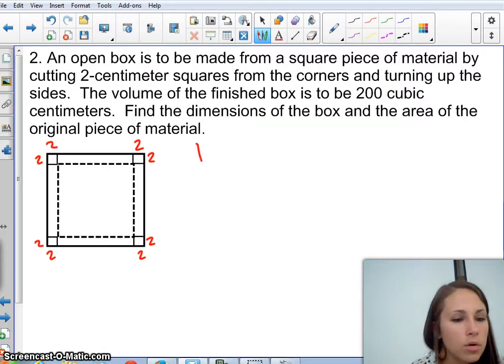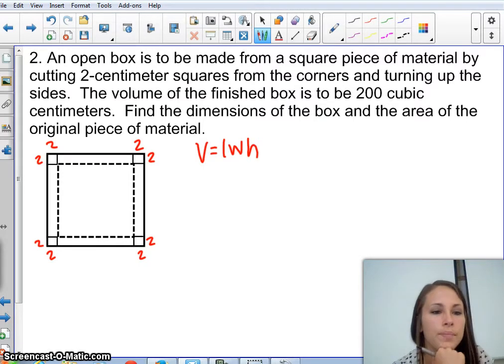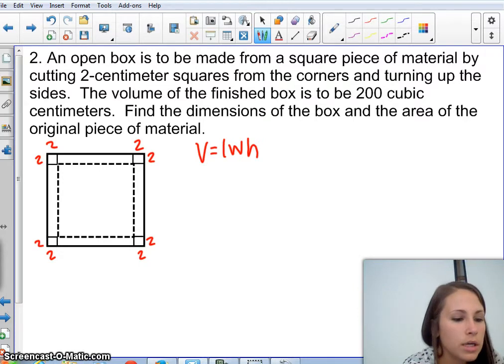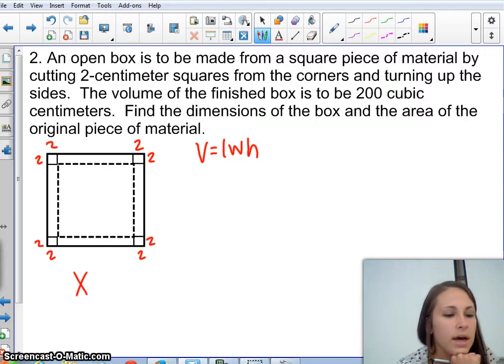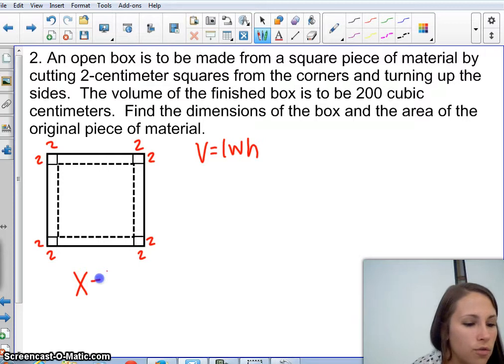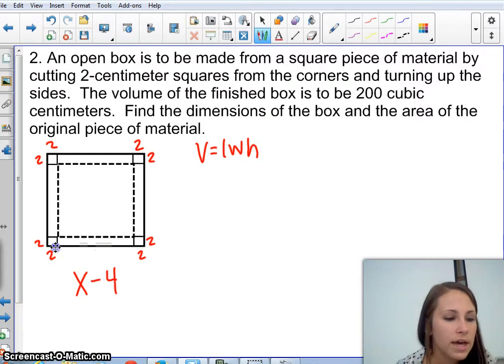Alright, the first thing I'm going to write down is volume is length times width times height. I know this is a square, so all the sides are going to be equal. I don't know what the length of this side is, so I'm going to let it be x. And then these 2 centimeter squares that I'm cutting out are going to end up taking away 4 centimeters off of that side of the square. When I fold it up, that little distance is not going to be there anymore. So I've got to make sure I take away 4 centimeters from that x.